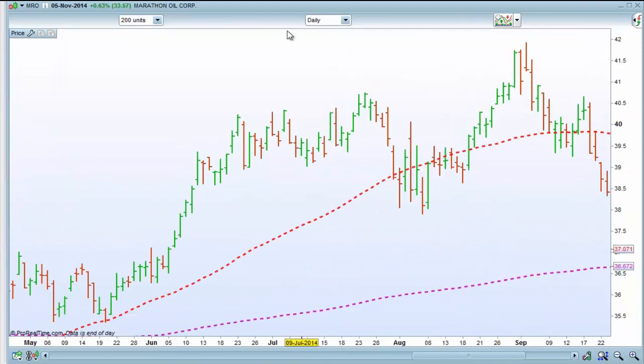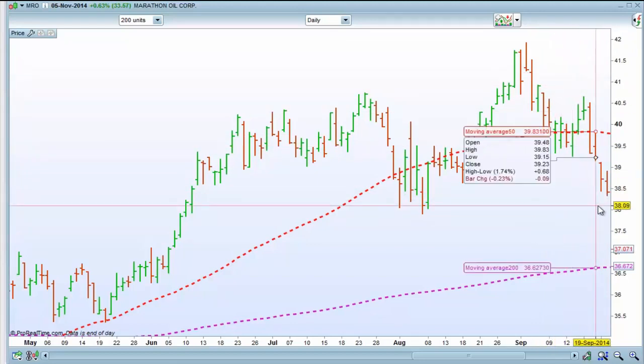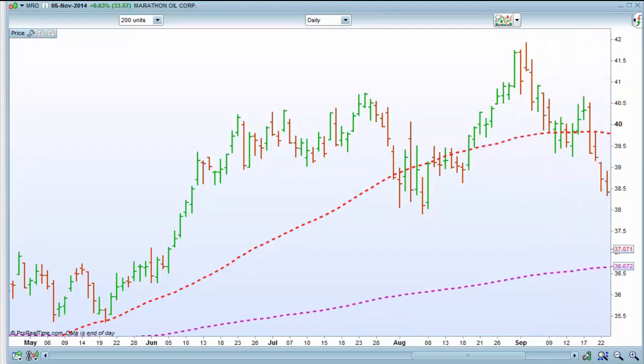Okay, this chart is of the stock Marathon Oil Corp. And you can see here that the price action we're showing is below the 50-day moving average, but yet above the 200-day moving average. So again, we would say at this point that this market here on this time frame is in a neutral market. And at that point, I wouldn't take any trades in Marathon Oil Corp.